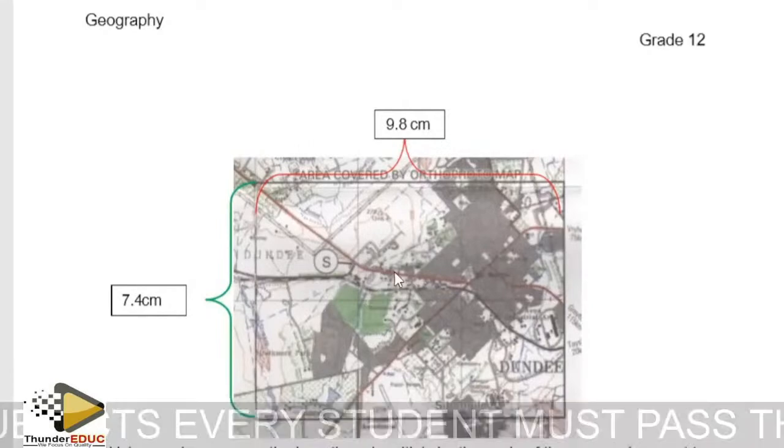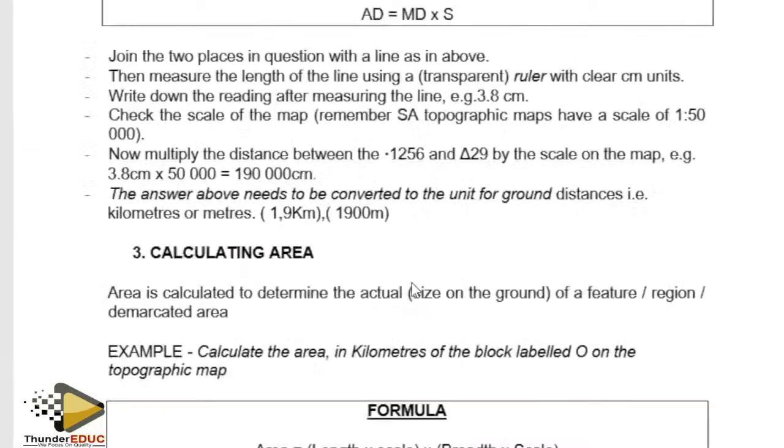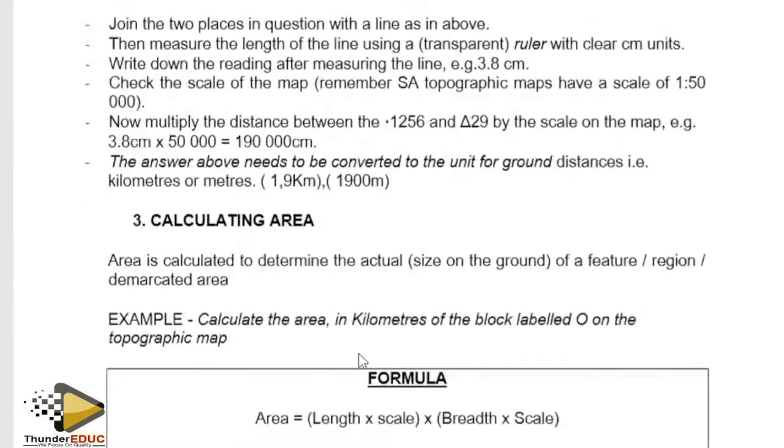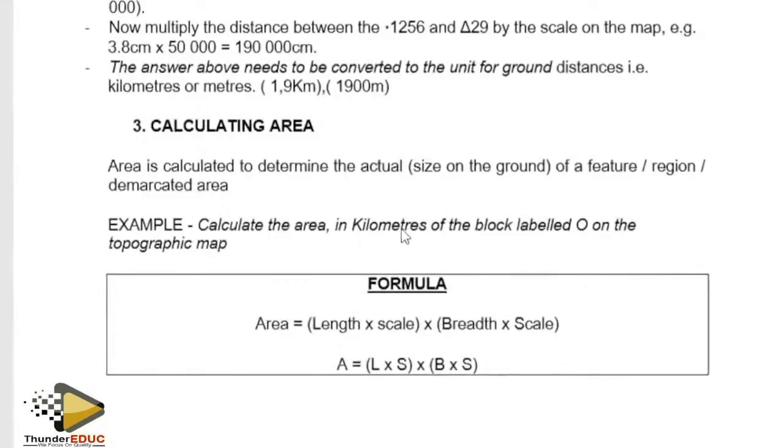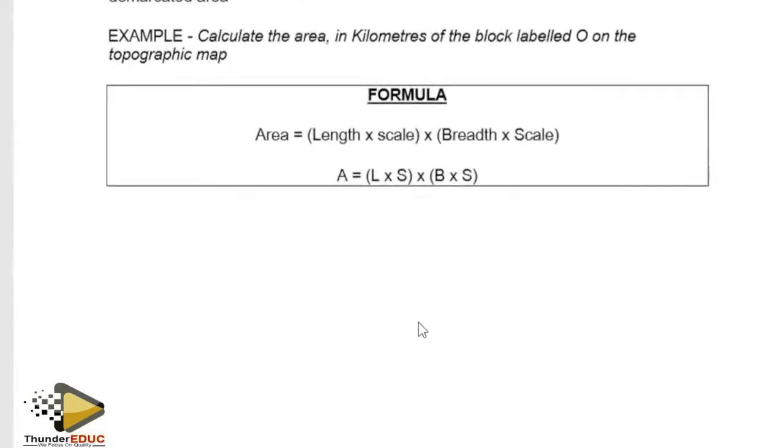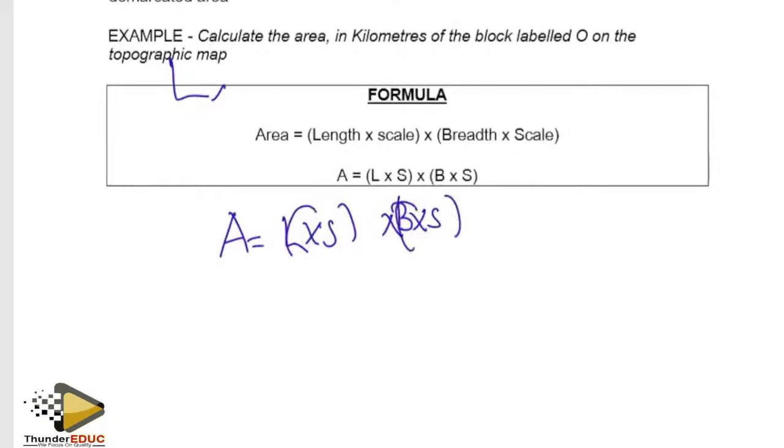So what can we do here? We go back here and say that the area can also be calculated in kilometers, and also it can be calculated in meters. So learners, I want to emphasize something here. When you look at the formula that is now being used here, area is equal to L times S in brackets times B times S in brackets.